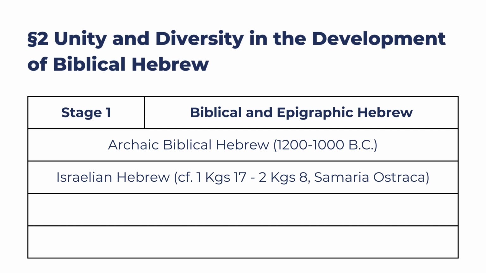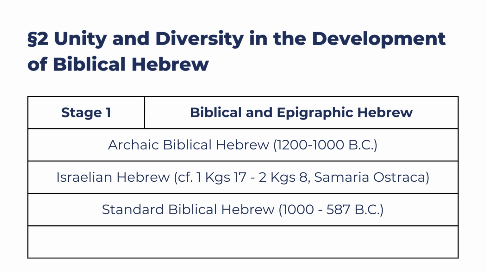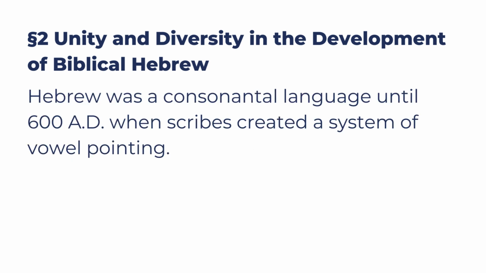This is the dialect of northern Israel and is thought to be reflected in the Elijah and Elisha narratives, plus some other literature. It's also attested in the Samaria Ostraca. The third substage is called Standard Biblical Hebrew. It was prominent from roughly 1000 to 587 BC, that is, from the era of the monarchy to the time of the exile. The fourth substage is called Late Biblical Hebrew. It's the form of the language seen in post-exilic texts until around the time of the Dead Sea Scrolls.